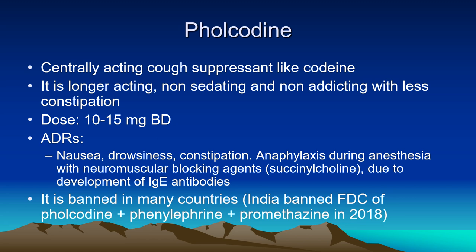Pholcodine is a centrally acting drug like codeine. It is longer acting, considered non-sedating and non-addicting, with less constipative potential. However, the drug is known to cause nausea, drowsiness, and to some extent constipation. The unique adverse effect of pholcodine is that anaphylaxis may occur during anesthesia with the use of neuromuscular blocking agents, particularly succinylcholine. This anaphylaxis is due to development of IgE antibodies. This incidence has been found in European countries, where it is actually banned. And it is always good not to use such a compound.